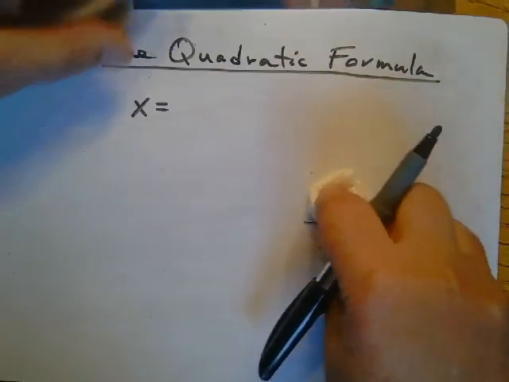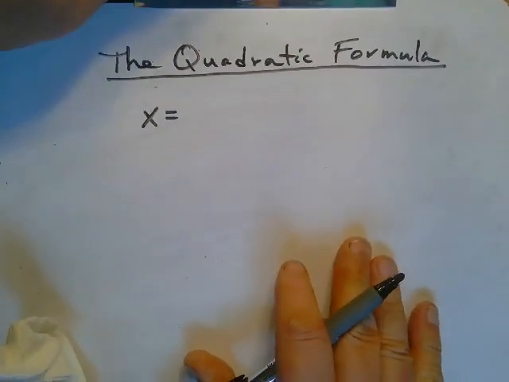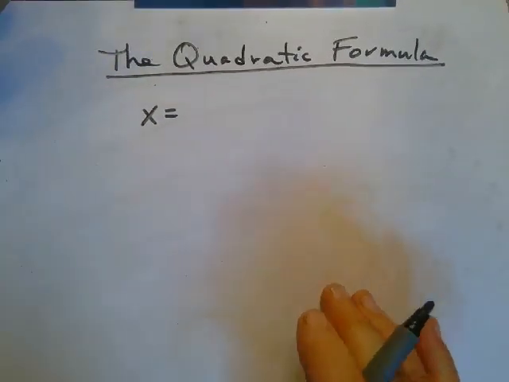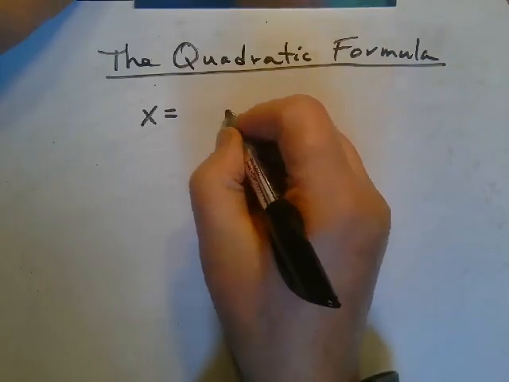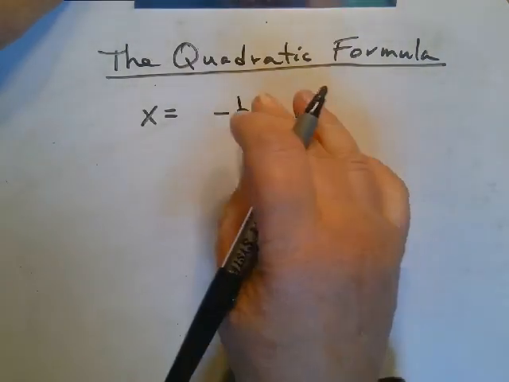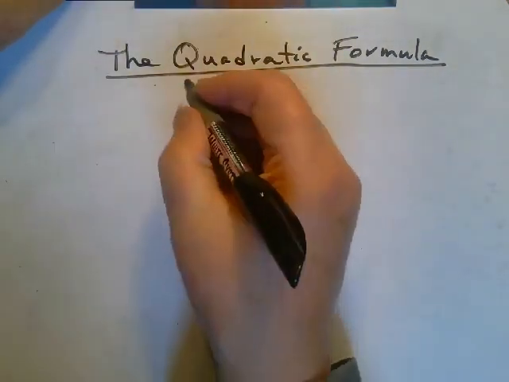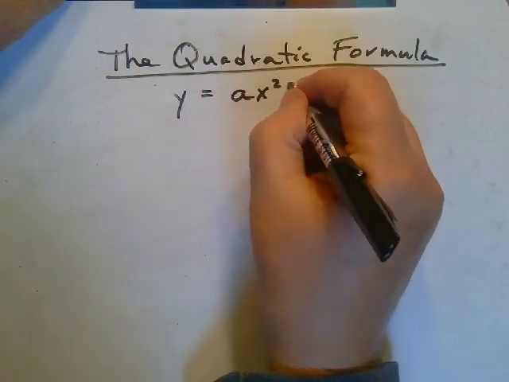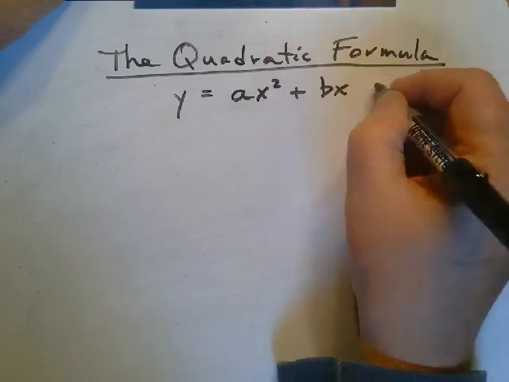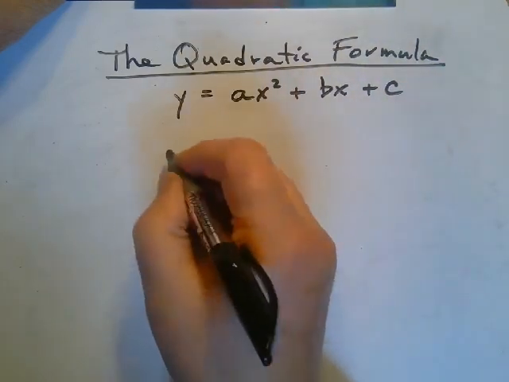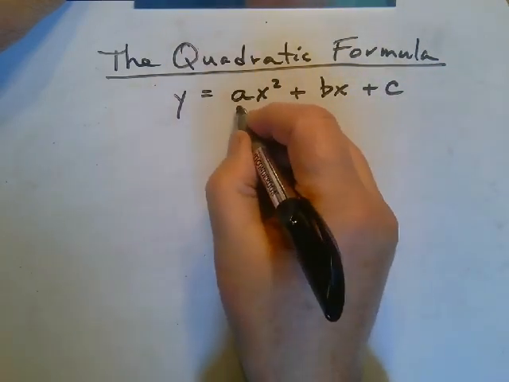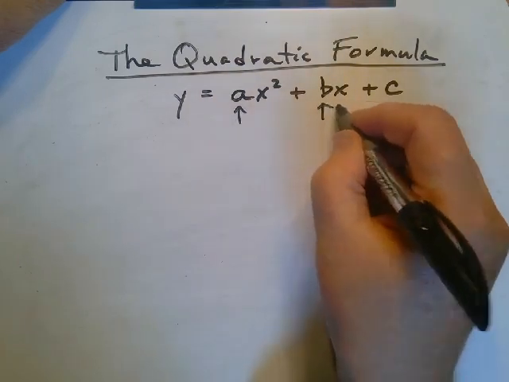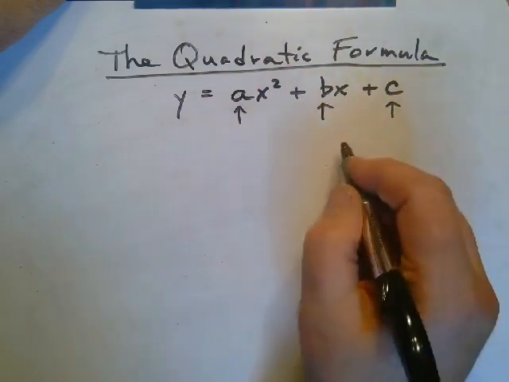Well, what is it? You're going to need to memorize this, so I'm going to write it out here. You're going to have to try to commit it to memory. Here it is, negative b. Well, maybe we should start by reminding you that the equation of a quadratic is ax squared plus bx plus c. So if we had numbers in here for a, b, and c, we'll do that in a second.